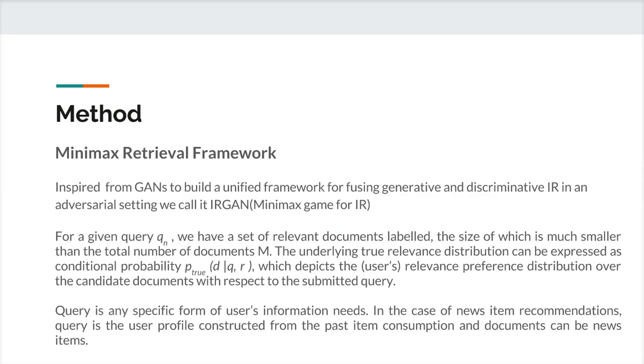Minimax retrieval framework. Inspired by GANs, to build a unified framework for fusing generative and discriminative IR in an adversarial setting, we call it IRGAN. Also, minimax came for IR. For a given query q_n, we have a set of relevant documents labeled, the size of which is much smaller than the total number of documents M. The underlying true relevance distribution can be expressed as the conditional probability p_true of d given q, r, which depicts the relevance preference distribution over the candidate documents with respect to the submitted query.